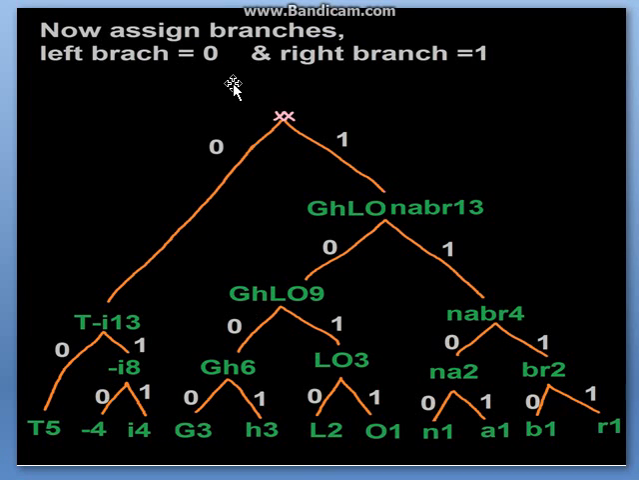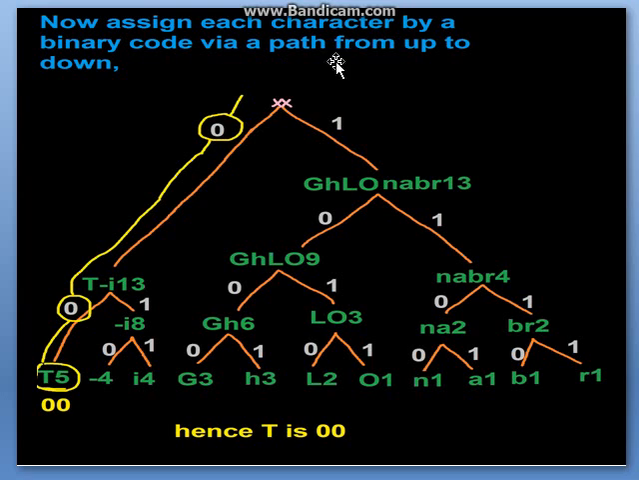Now we'll assign branches. A left branch will be assigned as a 0 and a right branch will be assigned as a 1. Now we will assign each and every character a binary code via a path from up to down. Like we will start from the top and get a code for each and every character. Starting from the top, we are getting 0, 0 for T.